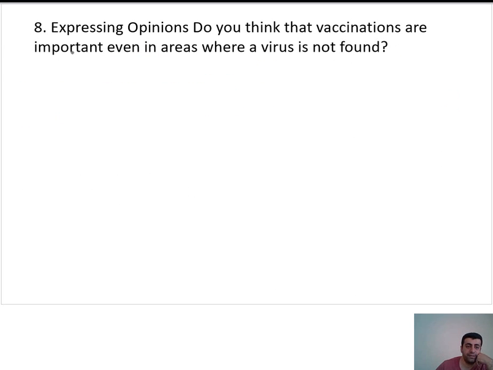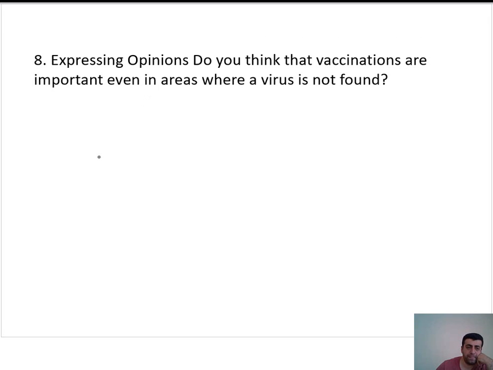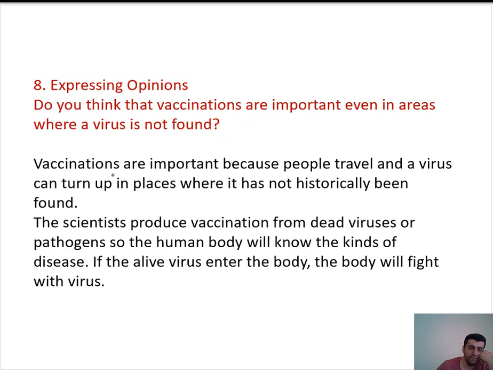Question 8. Express an opinion. Do you think vaccination is important even in areas where the virus is not found? Vaccination is important because people travel and viruses can turn up in places where they have not historically been found. Scientists produce vaccines from those viruses or pathogens, so the human body will know the kind of disease. If the live virus enters the body, it will fight the real virus.